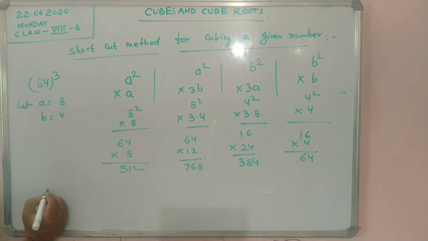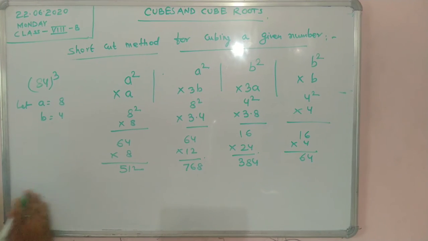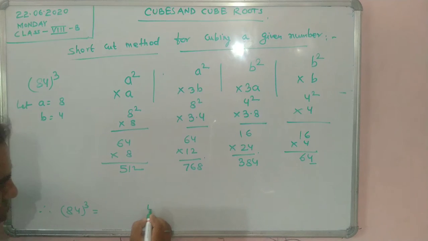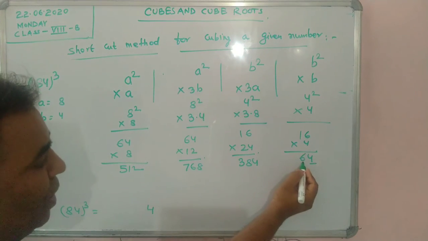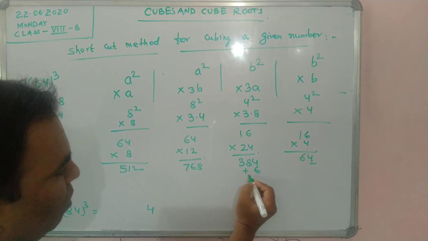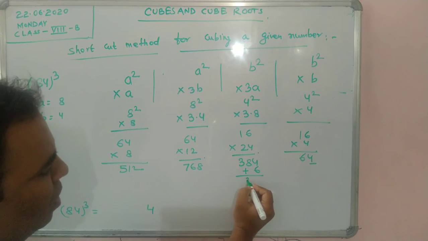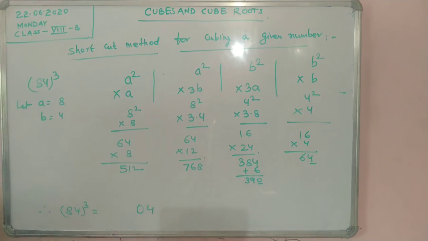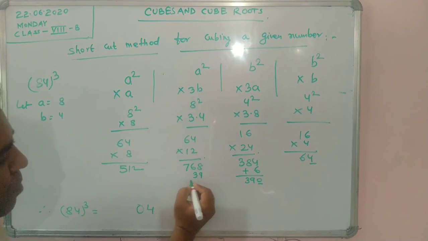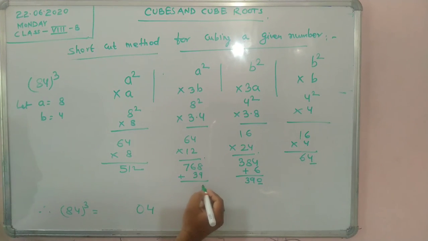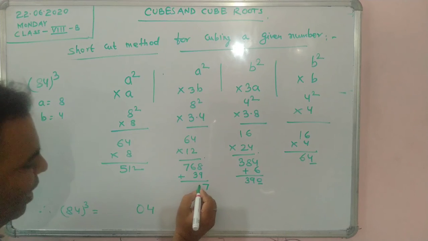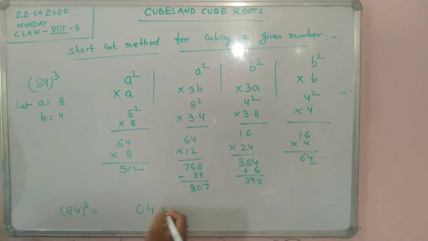Now, we will write 84 cube. At the bottom we are going to write 84 cube equal to. What is the digit at the one's place? 4. So 4 is written. Now 6 will be transferred to the next column. So 384 plus 6 gives you 390. What is that unit place? 0. So 0 is kept. 39 will be transferred to the other column. Again 39 will be added. 8 plus 9 is 17, 7, carry 1. 6 plus 1 is 7. 7 plus 3 is 10, 0. 7 plus 8 is 15.